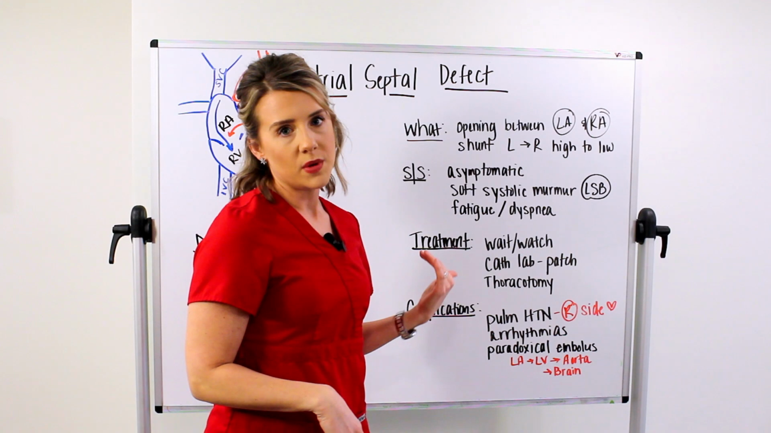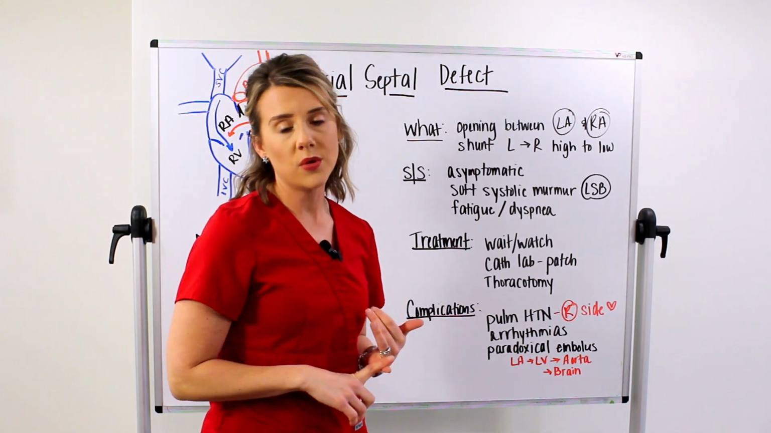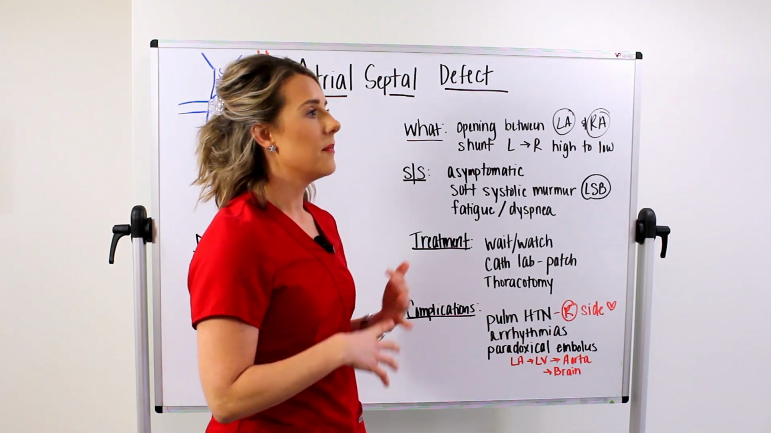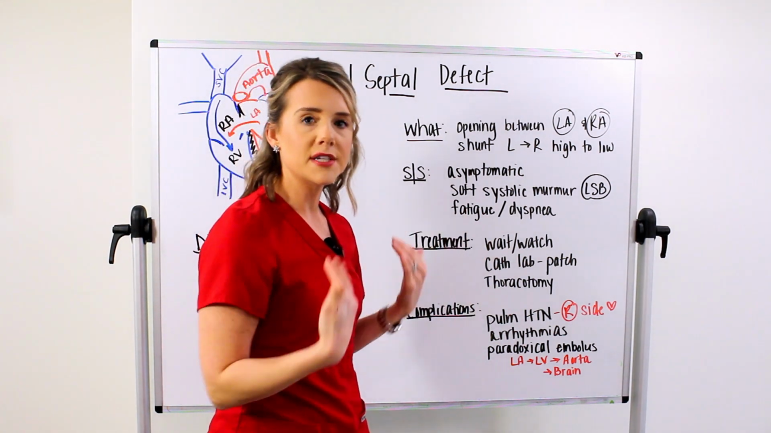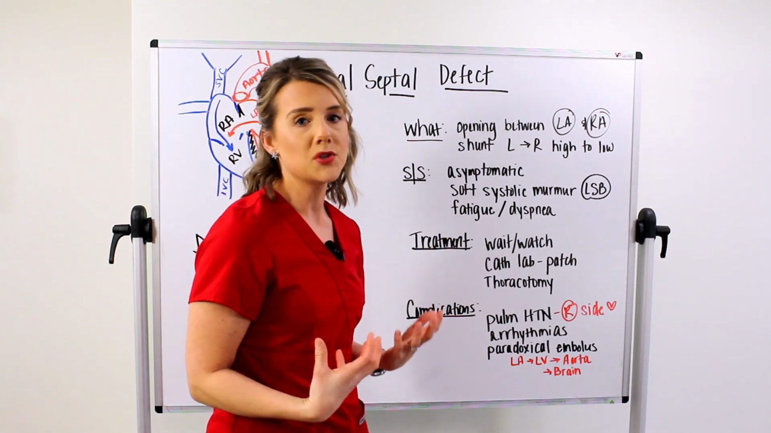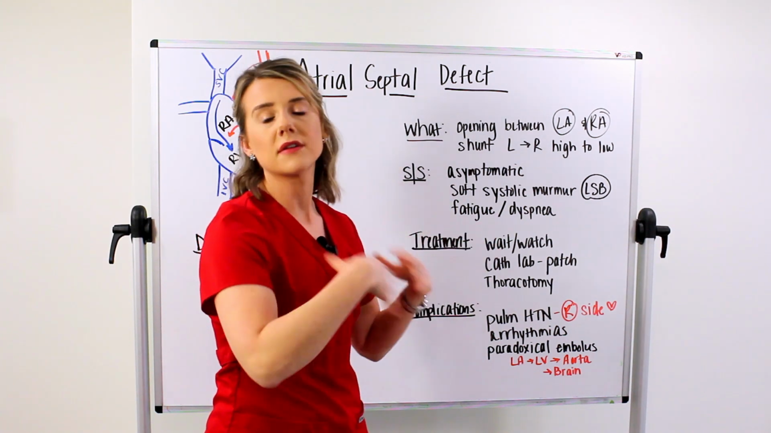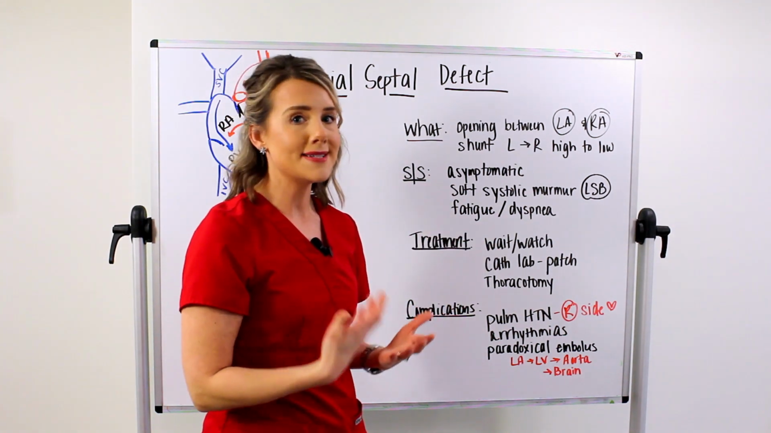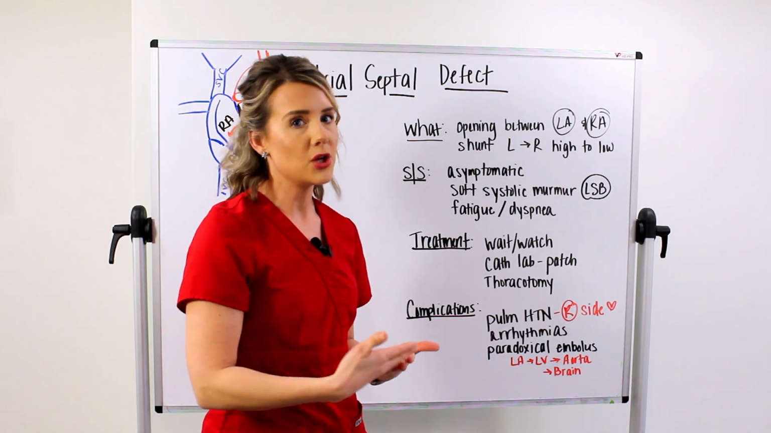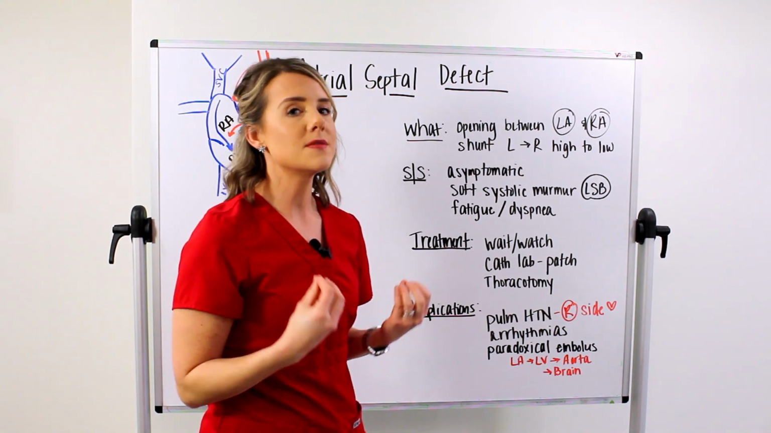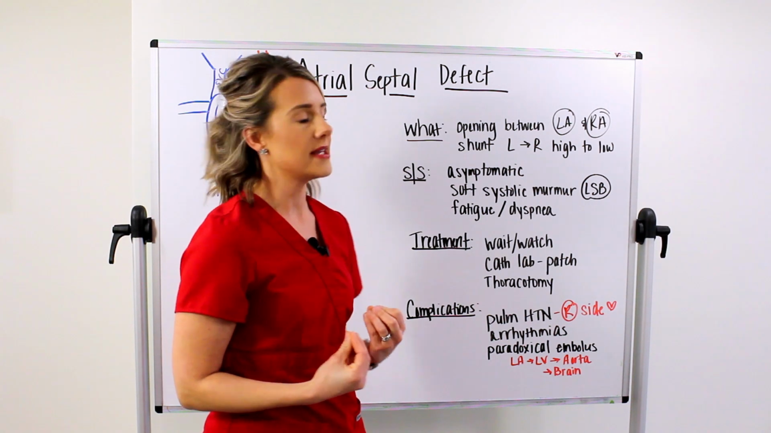Some signs and symptoms we may see: fatigue, dyspnea with feeding with our infants. Anytime you have increased pulmonary blood flow, your heart's having to work harder to pump that blood out into the pulmonary artery to the lungs to get oxygenated. That starts to tax the heart. So it's natural that we could see some fatigue and dyspnea, especially with a baby who has a larger ASD.